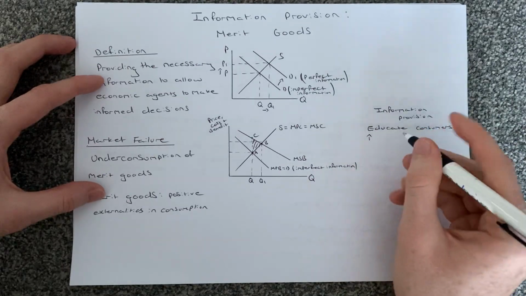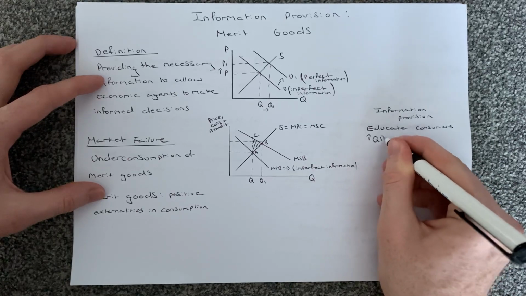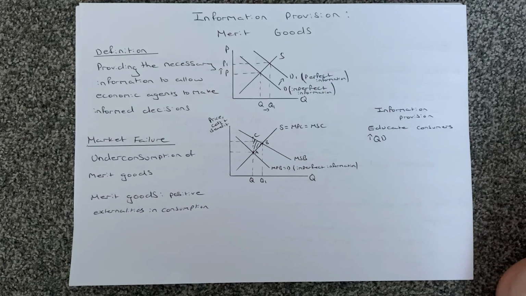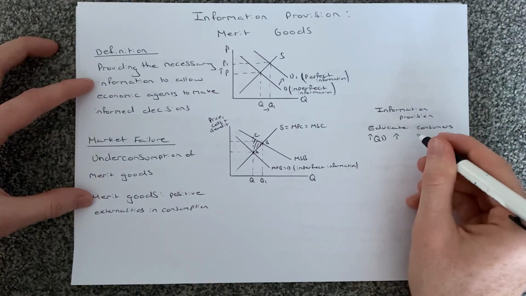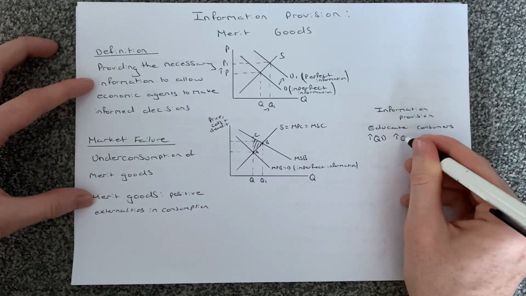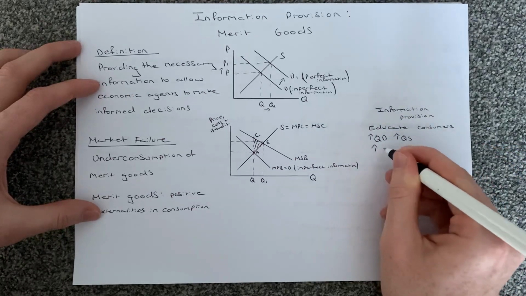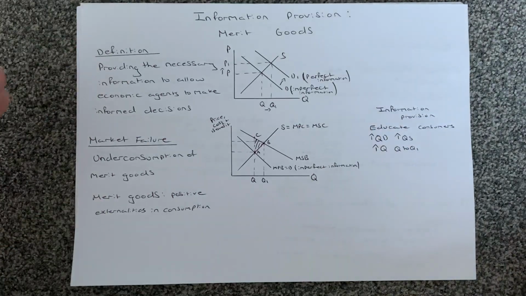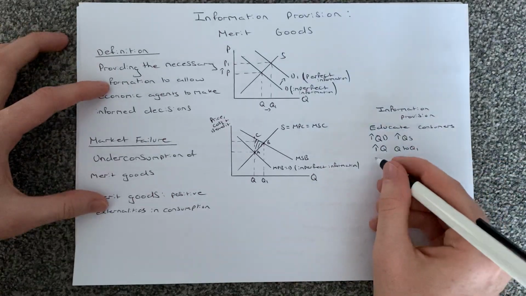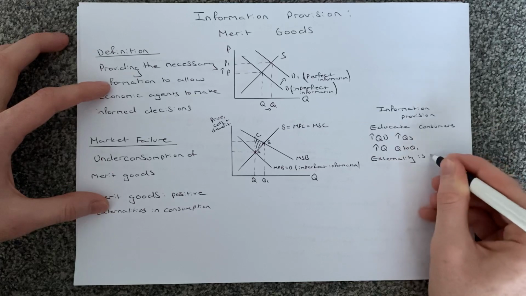So we're going to see an increased quantity demanded of the particular product, and we're also going to see an increase in the supply of the product as well. So we're going to see an increase in quantity demanded and an increase in quantity supplied. And we see that with the increase in quantity from Q to Q1. And what we see is that the externality is internalized.